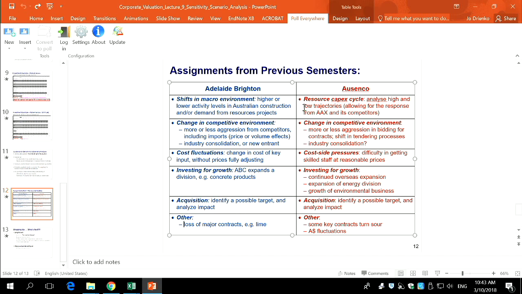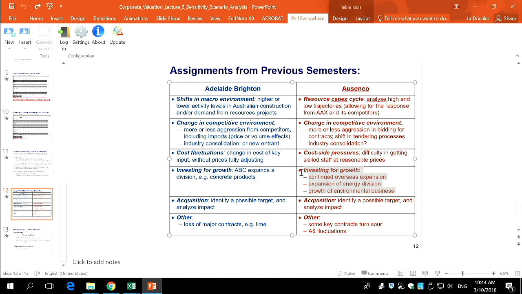And then for AAX, again, economic cycle is your standard scenario that you can do. Change in competitive environment, again a standard scenario. What happens if your competition goes up or down? Cost pressures, again a standard scenario. What happens if your costs go up or down? Maybe AAX bought a lot of supplies overseas, and what if the exchange rate goes up and the products that you're buying from overseas increase in price?